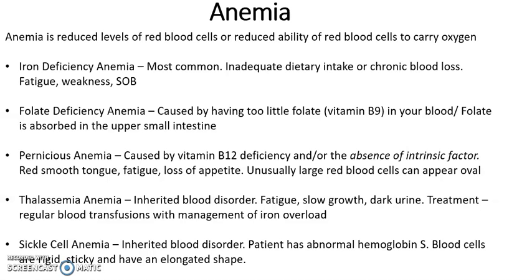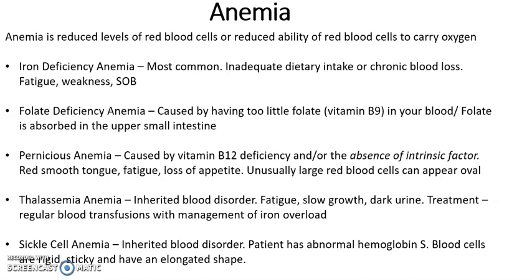The next 2 anemias are inherited blood disorders, which are thalassemia and sickle cell anemia. Thalassemia is when the body makes an abnormal or inadequate amount of hemoglobin. And then, as you know, hemoglobin is the protein in the red blood cells that carries the oxygen. So your patient, again, will have fatigue, but could have slow growth, dark urine, and will require regular blood transfusions to manage the iron overload.